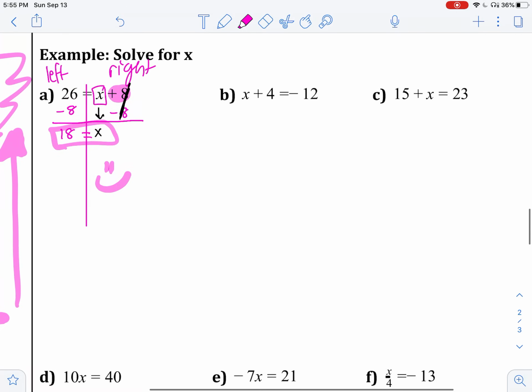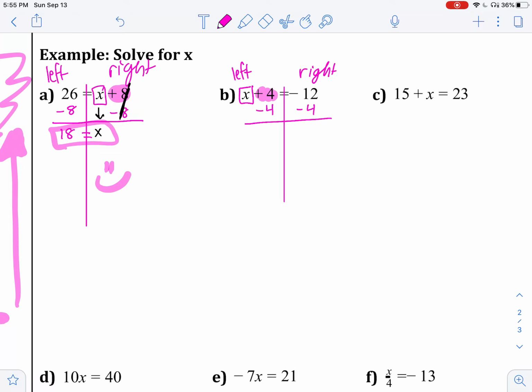All right, let's look at the next example. I have x plus 4 equals negative 12. Again, I draw my straight line right where my equal sign is to split it into a left side and a right side of my equation. Identify your variable that you're solving for. I'm solving for x. I see that I have this plus 4 on the left-hand side with my x, so I need to get rid of plus 4. The opposite of addition is subtraction, so I am going to subtract 4 on both sides.